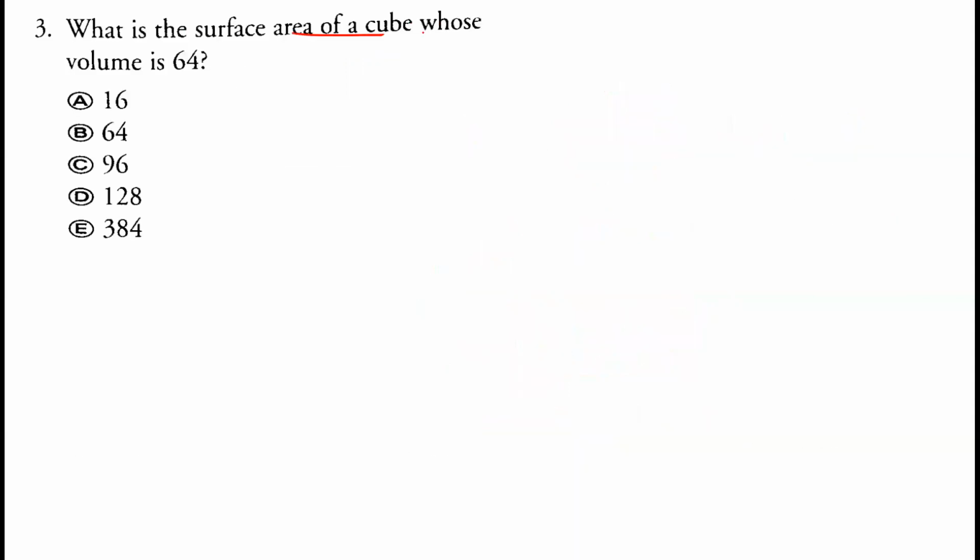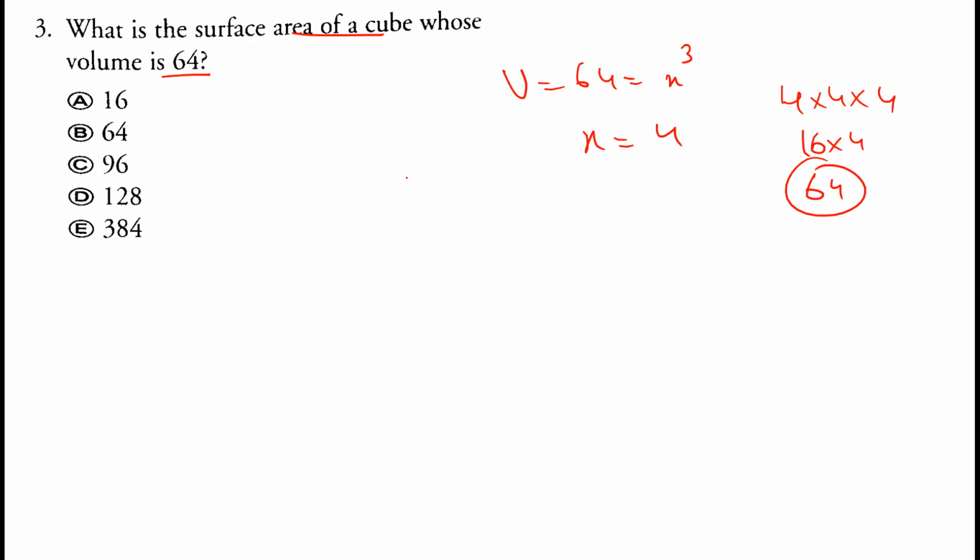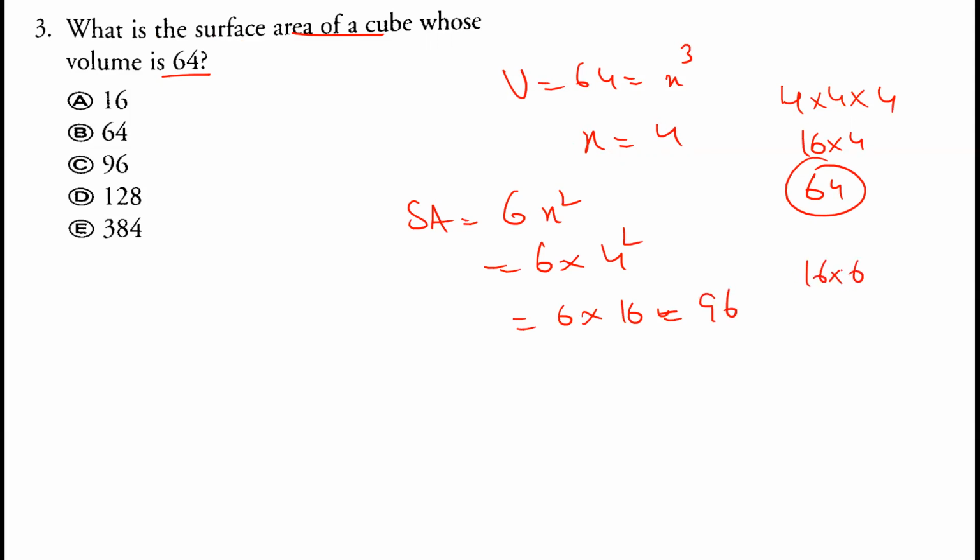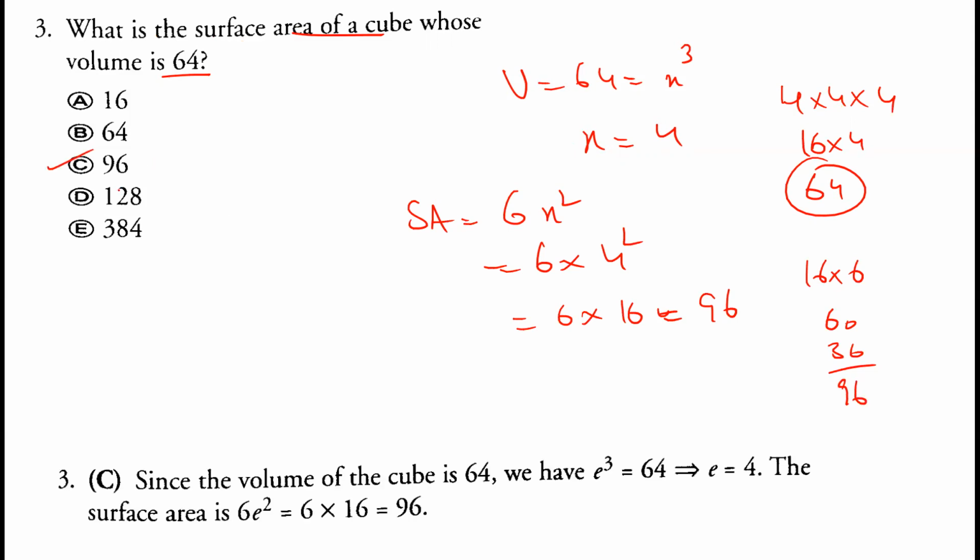Now, what is the surface area of a cube whose volume is 64? So the volume equals 64. x cubed is the formula for the volume. So x would be equal to 4. So 4 into 4 into 4 equals 64, or 4 4s are 16, 16 into 4 is 64. Now, the surface area of a cube. So we know the formula for surface area is 6x squared. So 6 into 4 squared, 6 into 16 equals 96. So 16 into 6, 60 plus 36 equals 96. Hence option C is correct.